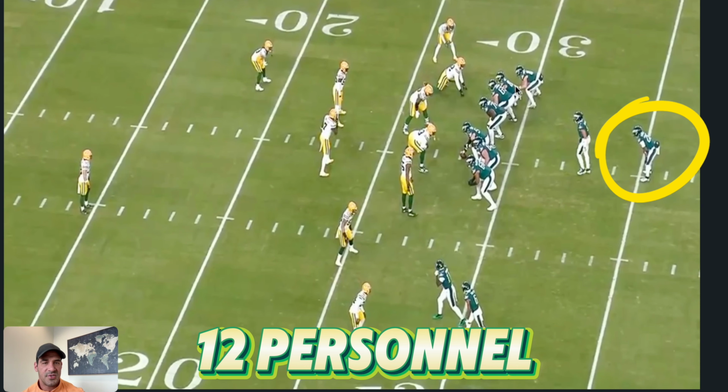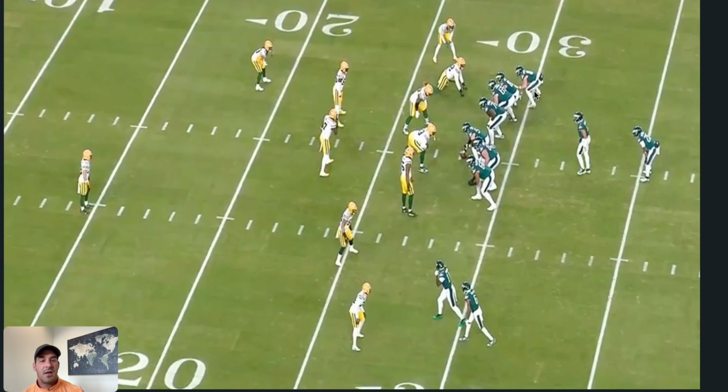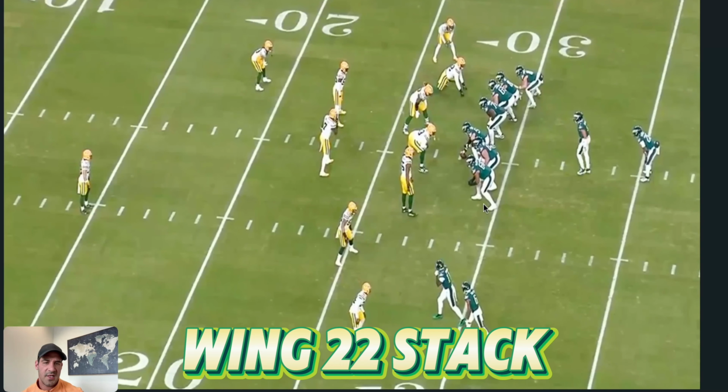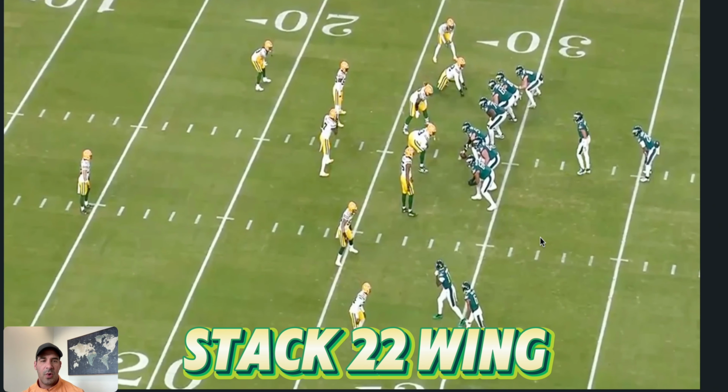There's one back here. There's 2 tight ends here. Okay, it's 12 personnel. And the formation from a defensive perspective is wing 22 stack. Okay, wing here with 2 receivers outside the tackle, 2 receivers here in a stack. That's wing 22 stack. Or from an offensive perspective, that's stack 22 wing.